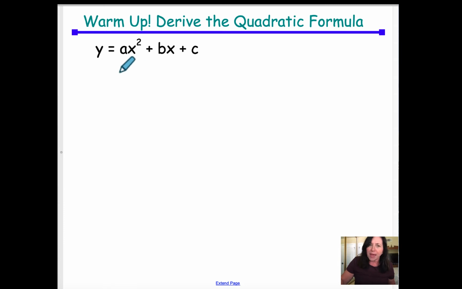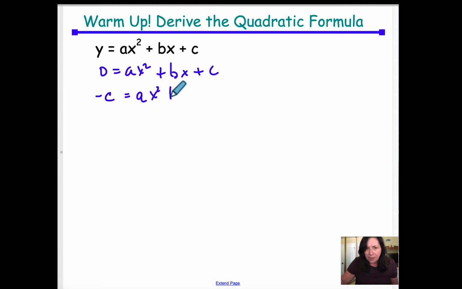So the purpose for that would be starting off to set this equal to 0. So we have ax squared plus bx plus c equals 0. I'm going to start off moving my c over to the other side. So we have negative c is equal to ax squared plus bx.